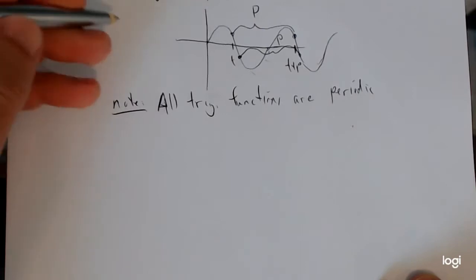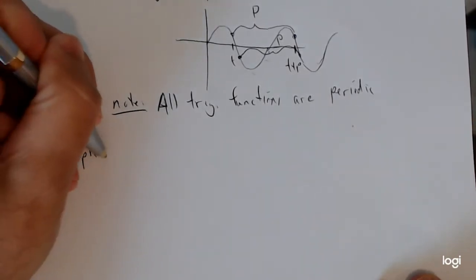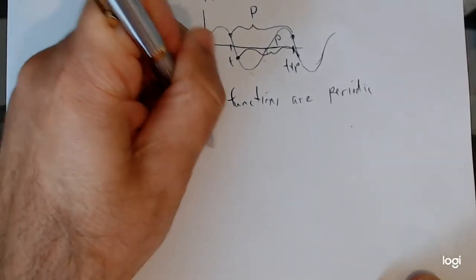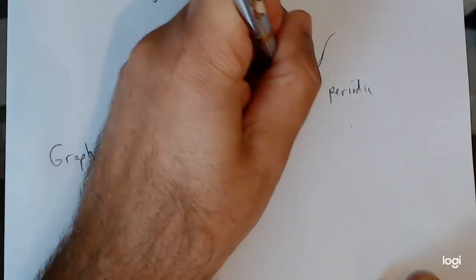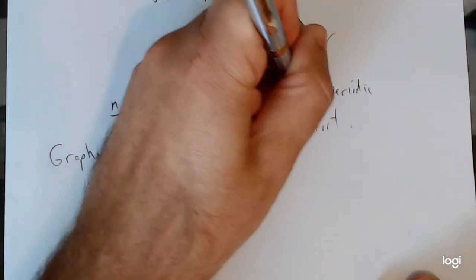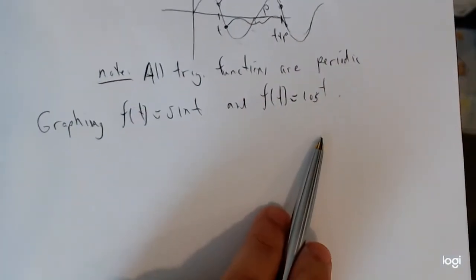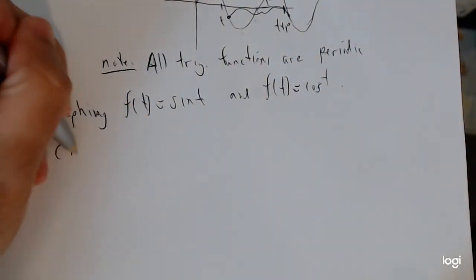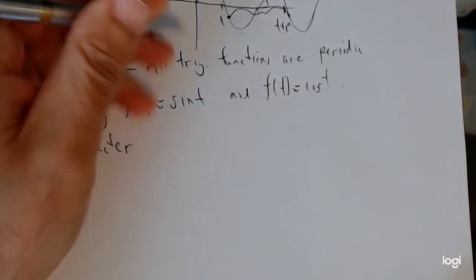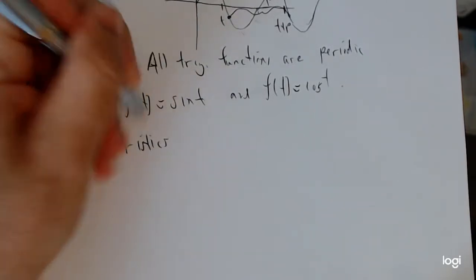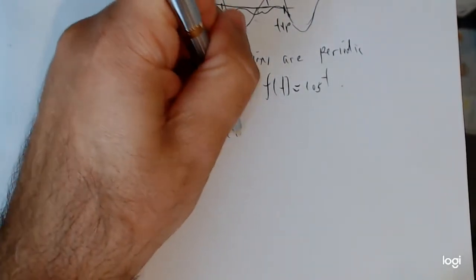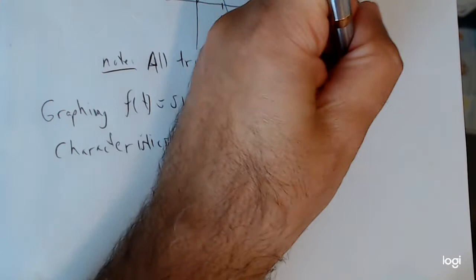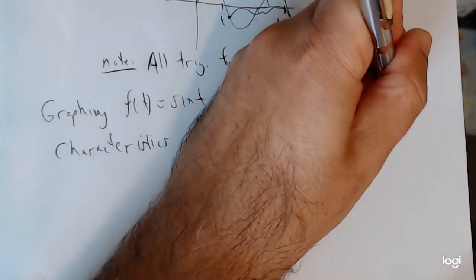So the focus of this section is going to be to graph f of t equals sine of t, and f of t equals cosine of t. So these are the two trig functions I want to graph. Before we do that, let's first talk about the characteristics of f of t equals sine t and f of t equals cosine of t.